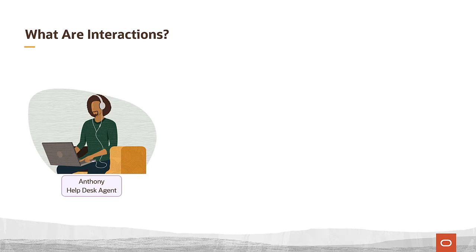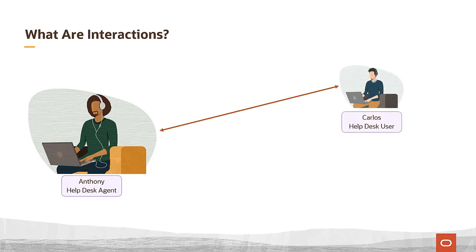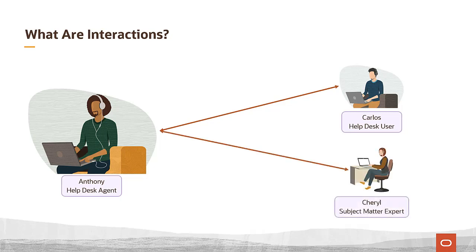He does not work on a help desk request alone. He may need to communicate with the person who filed the help desk request, Carlos, the help desk user. He may need more information, or he may need to suggest a resolution. Anthony may not have the expertise to solve the help desk request, so he may communicate with other agents or subject matter experts, such as Cheryl. Keep in mind that while Carlos is typically an employee, he may also be a contractor or a partner.